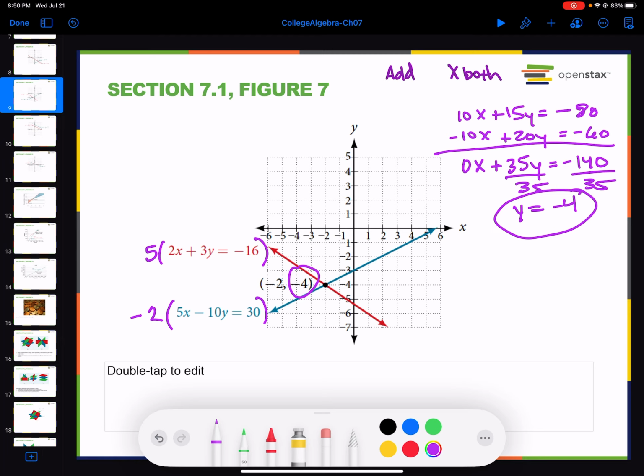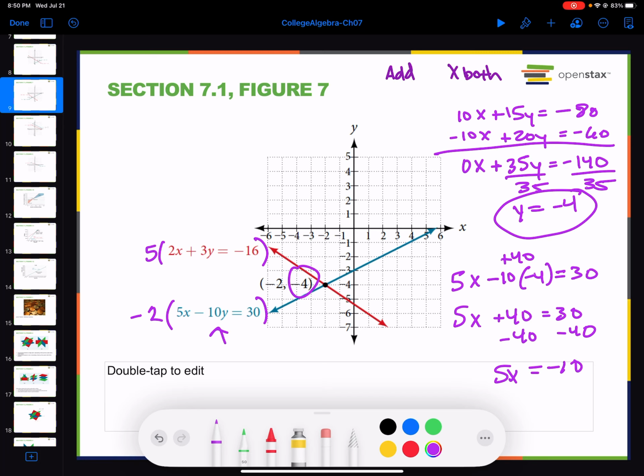They both seem just as easy. I'm going to pick this one. So we've got 5x minus 10 times negative 4 equals 30. 5x plus 40 equals 30, minus 40. 5x equals negative 10, divided by 5. So x equals negative 2.